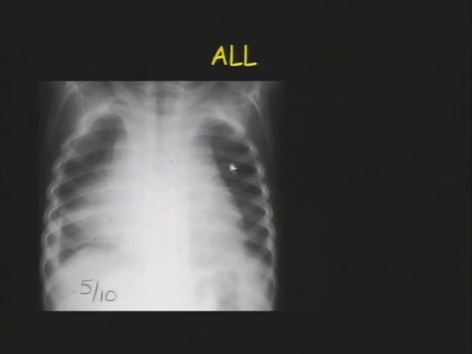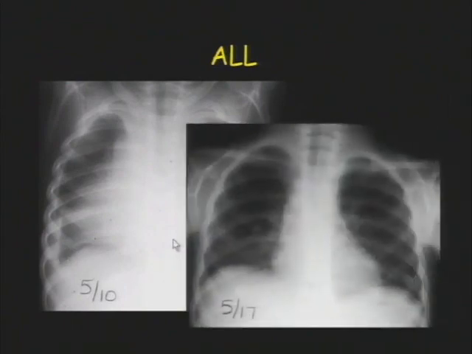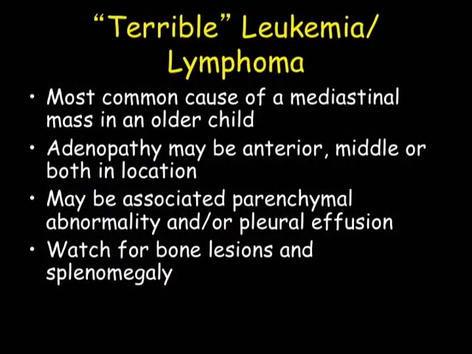Leukemia, very common. Here you can see a child with a large mediastinal mass, a pleural effusion as well, bibasilar atelectasis. Here's the same child a week after treatment for their leukemia, and you can see how much the thymus has involuted. There was thymic infiltration by the leukemia in this patient. So the terrible leukemia lymphoma is the most common cause of a mediastinal mass in an older child, and the adenopathy is usually not isolated to just one compartment. It can be anterior or anterior, middle, and posterior.